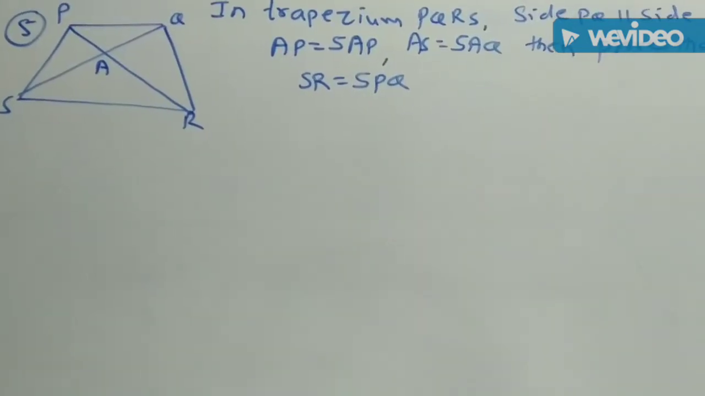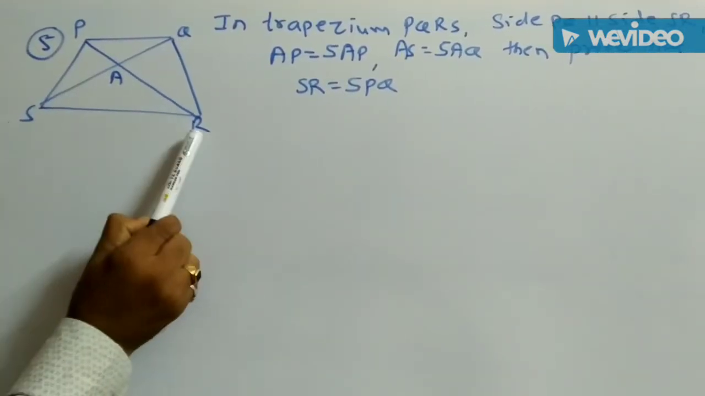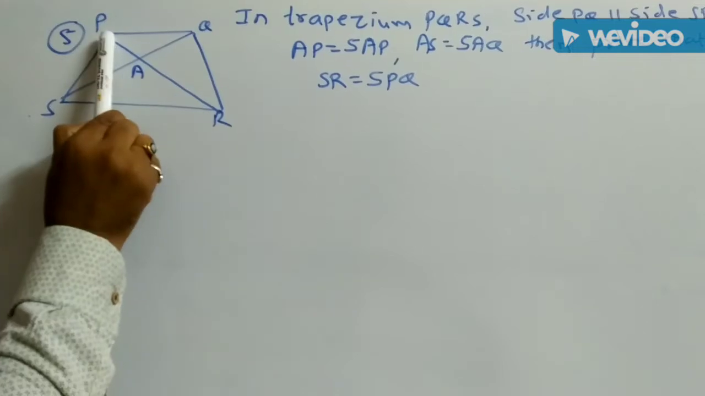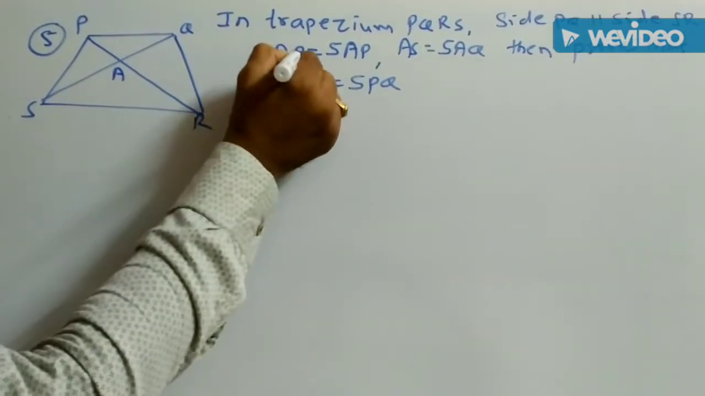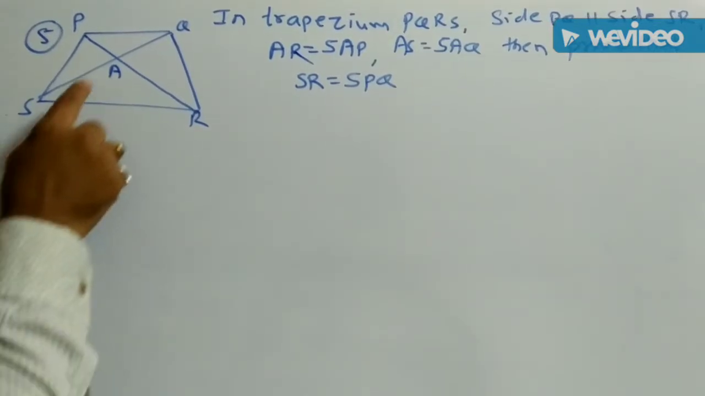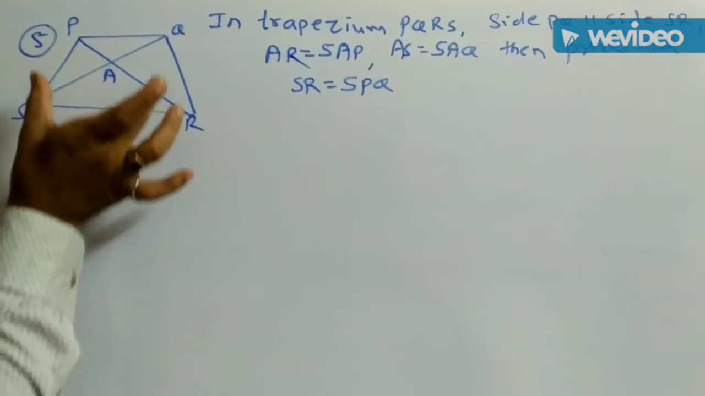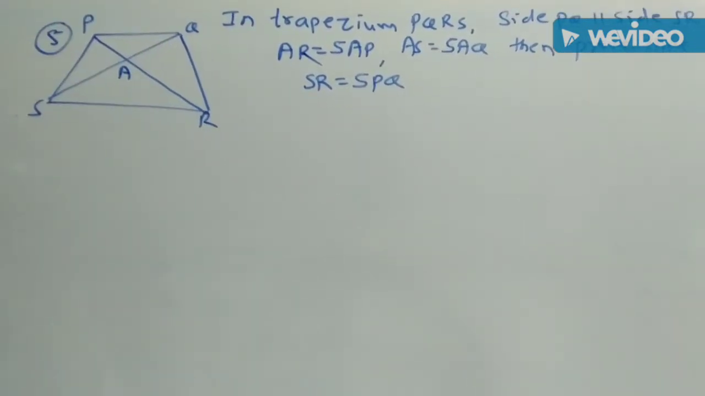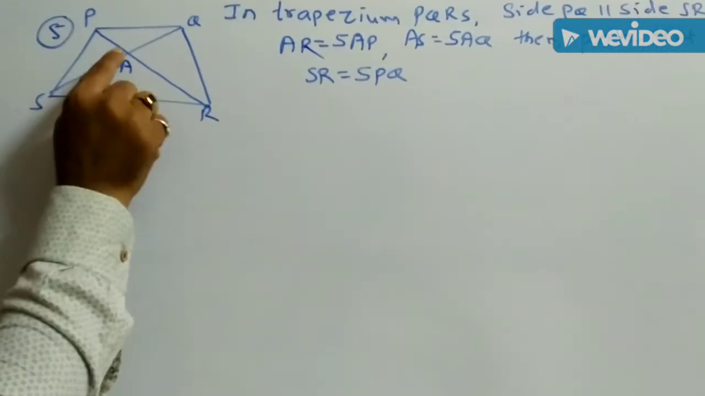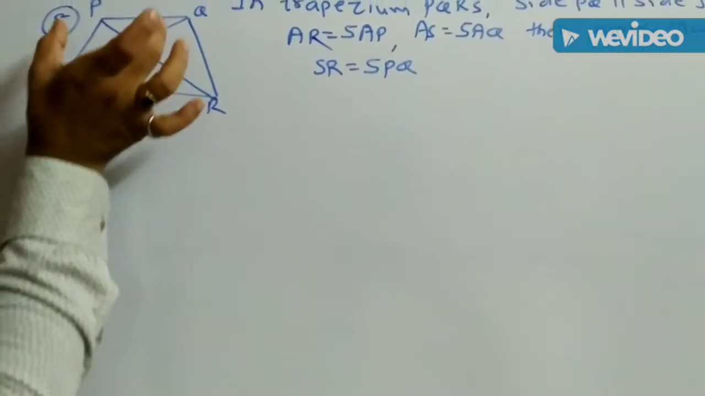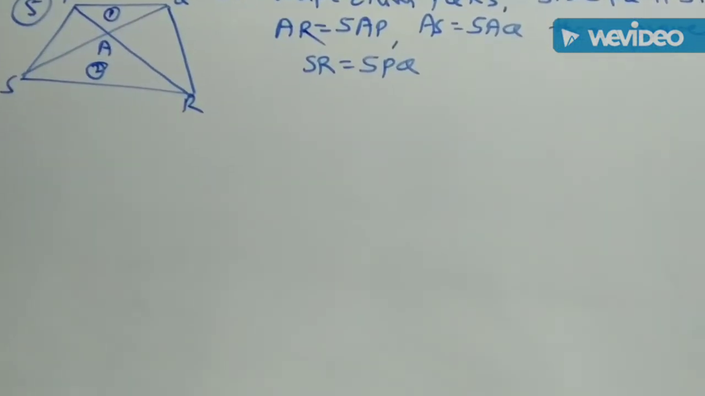Next example is in trapezium PQRS, side PQ parallel to side SR, AP is equal to 5 AR, AR is equal to 5 AP and AS is equal to 5 AQ, then we have to prove that SR is equal to 5 PQ. Now we are given the sides of two triangles AR, AP, AS, AQ, and SR and PQ. Therefore, we have to take these two triangles.